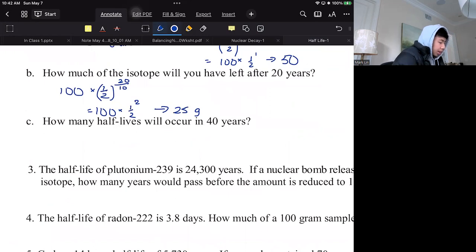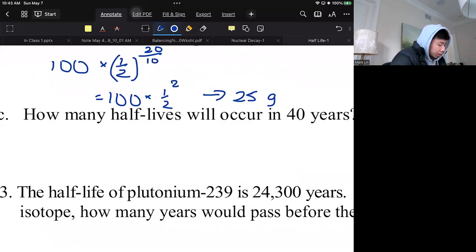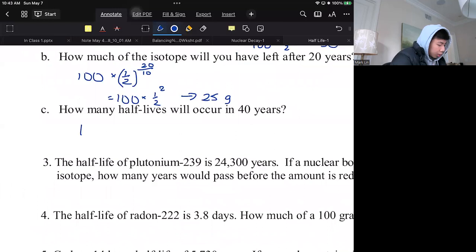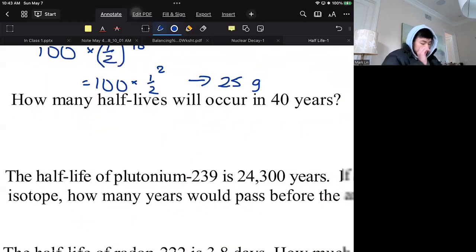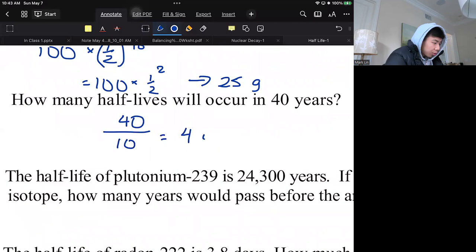Letter C, how many half-lives will occur in 40 years? We can write down the equation like this. Actually, all we need to do is t over t one half. The time elapsed is 40, and the half-life of the substance is 10. So 40 over 10 is just 4 half-lives.